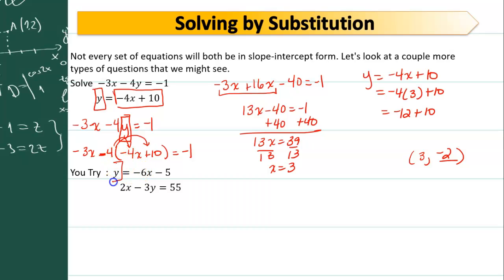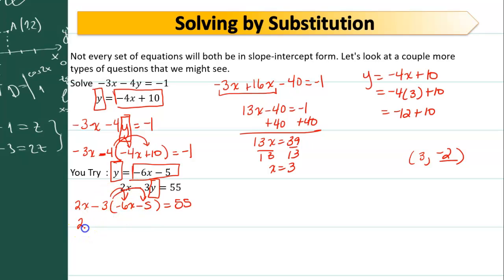Welcome back. You should have seen that y was already isolated, and y is equal to negative 6x minus 5. So in the other equation, I'm going to replace y with negative 6x minus 5. So it becomes 2x minus 3 times something equals 55, because I'm replacing y with something else. I'm replacing y with this expression, so it's negative 6x minus 5, and we distribute.